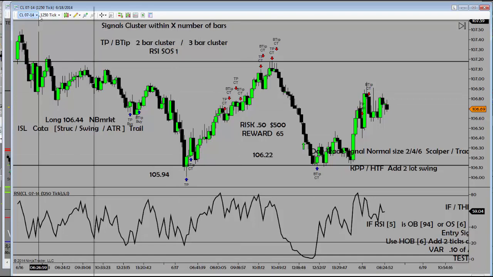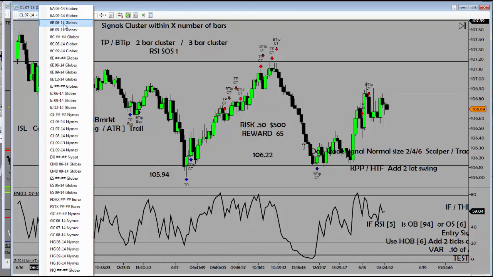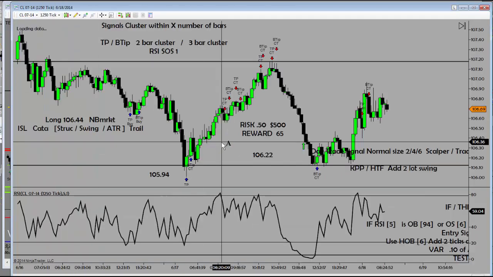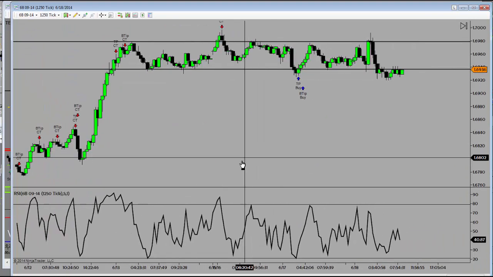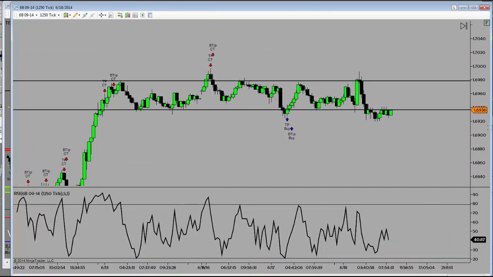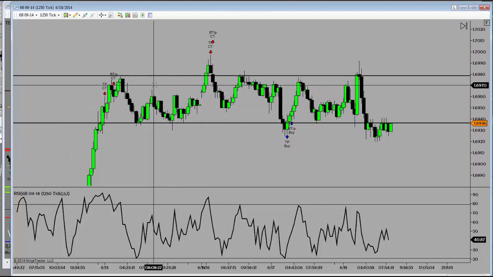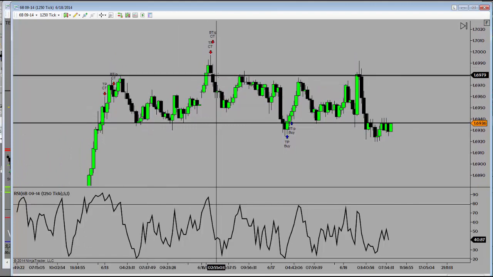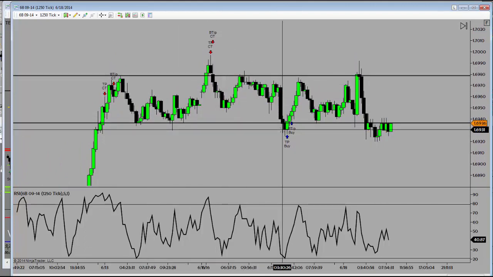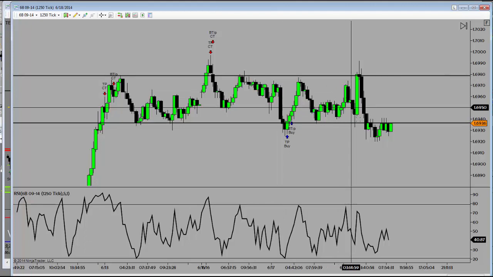So let's go look at that on our higher time frame. Again, the 6B is the futures contract for the British pound. We did our analysis on the significance of that 170 handle. So we've sold it here, covered here. Sold it here, covered here.